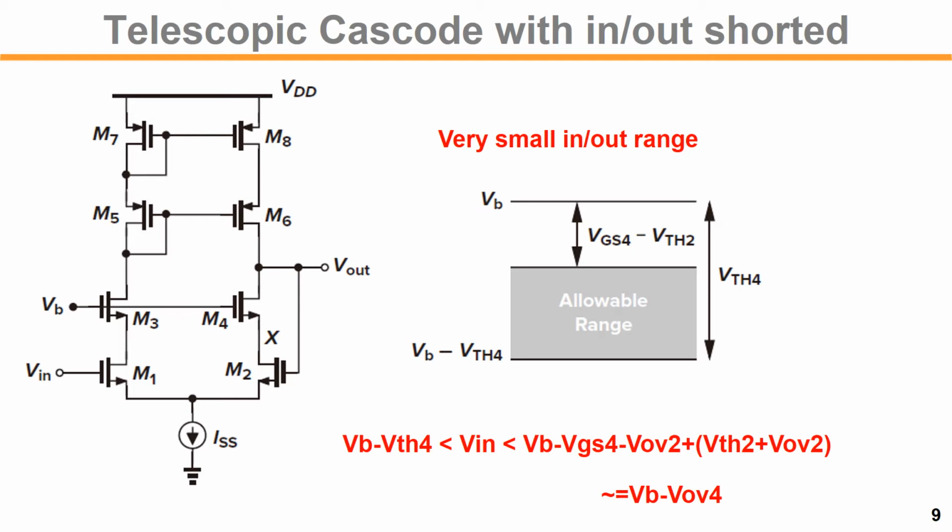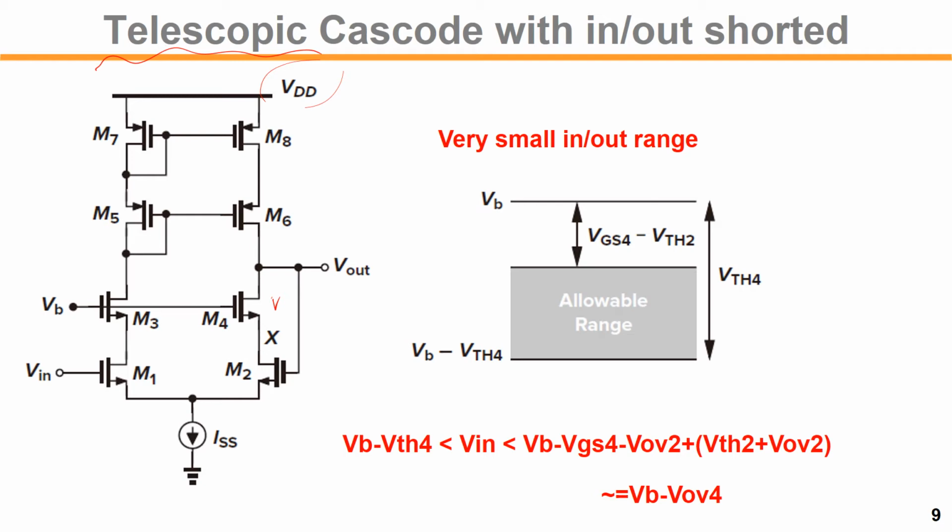This kind of cascode amplifier is also called the telescopic amplifier because we are adding the stack on top of the input pair, directly to the VDD. This kind of amplifier has a negative point regarding the input and output signal range. It has a very small range, although it has large gain, and typically it is also fast compared to other topologies because it's simpler.